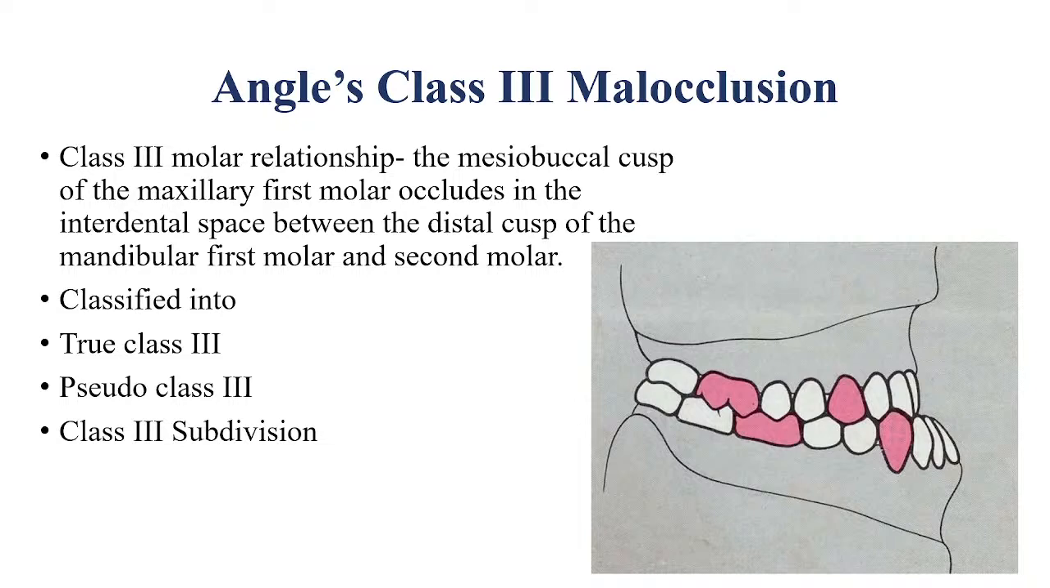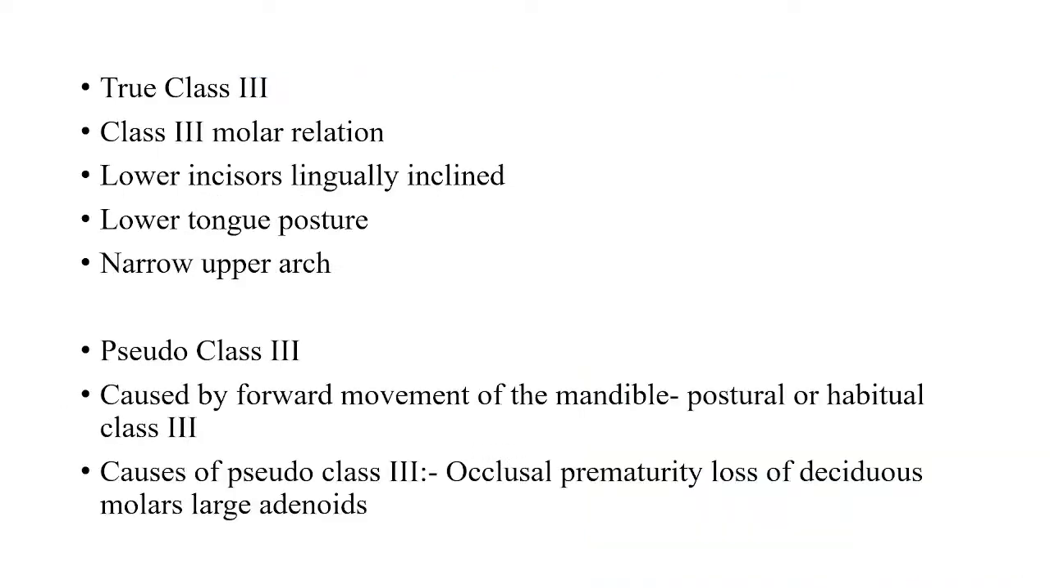Why? Because sometimes the patient has lost the posterior teeth and they have to eat. So they will adapt. They will start moving the mandible more forwards. Okay. So true class 3 is a class 3 molar relationship in which the lower incisors are lingually inclined, with low tongue posture and narrow upper arch. Pseudo class 3 is caused by the forward movement of the mandible, which could be postural or habitual class 3.